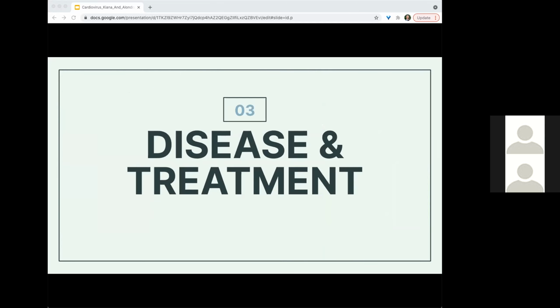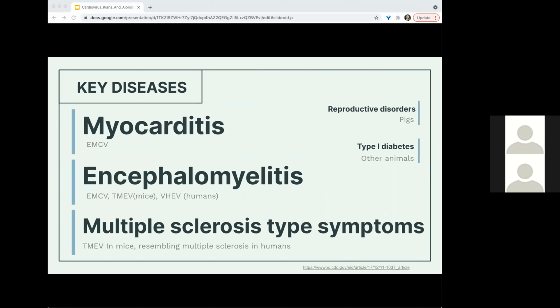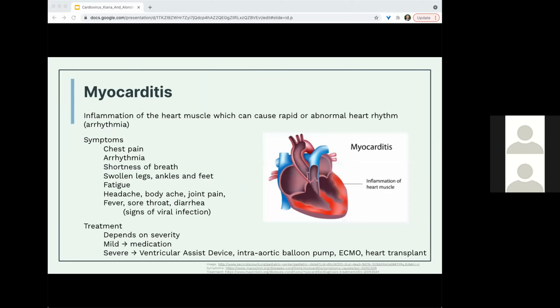So now we will cover some of the diseases caused by cardiovirus and the available treatment. Some of the key diseases include myocarditis, encephalomyelitis, multiple sclerosis type symptoms in mice, reproduction disorders in pigs, and type 1 diabetes in other animals. We will cover the first 3. Myocarditis is inflammation of the heart muscle, which can cause rapid or abnormal heart rhythm. Symptoms are listed on the slide, and the treatment depends on severity.